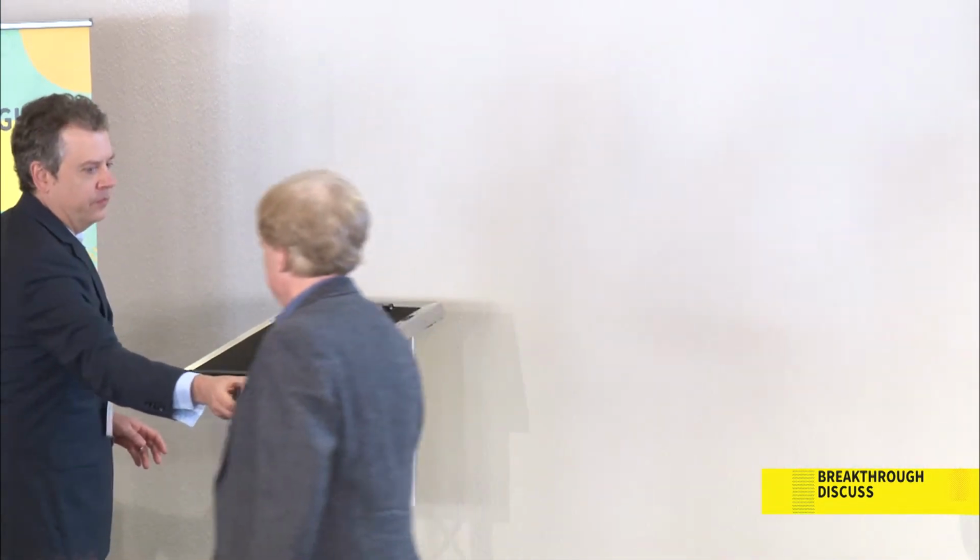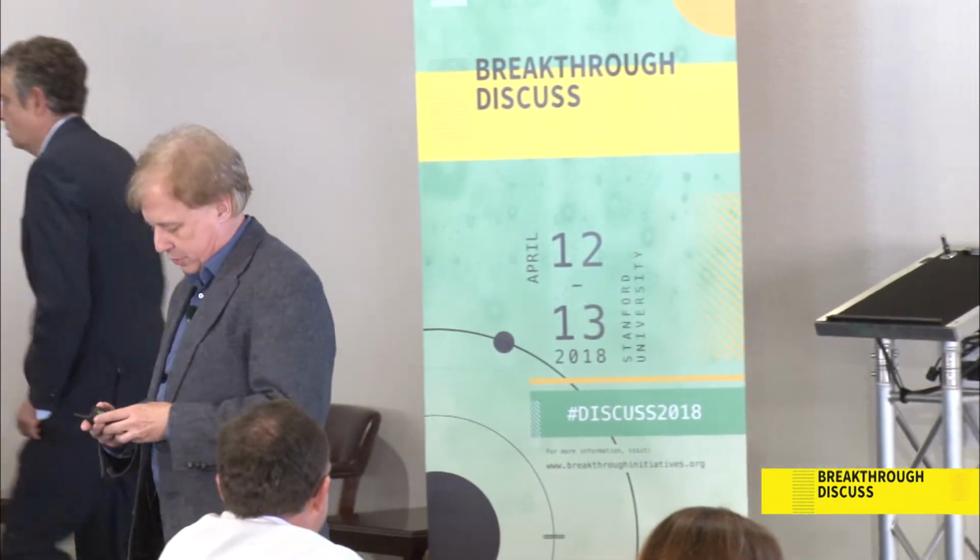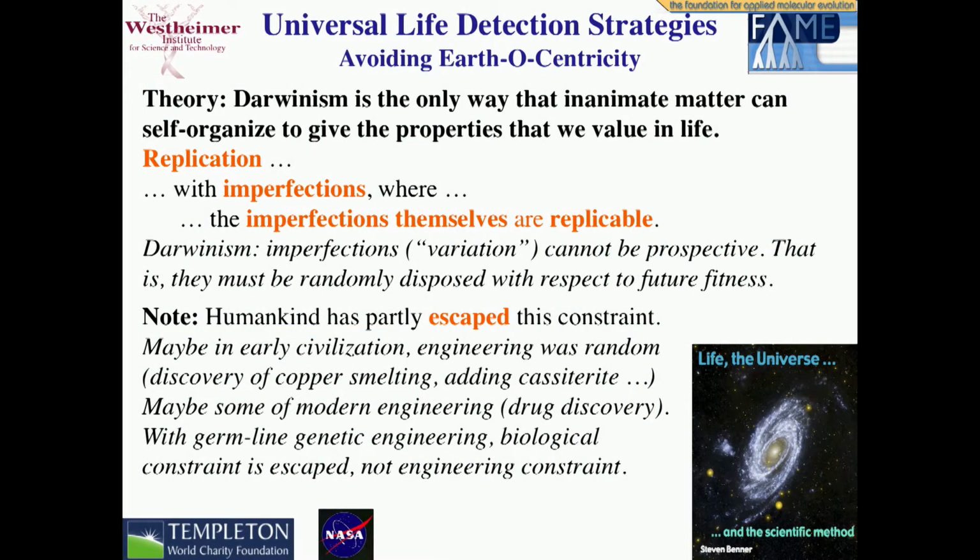Right. So we're obviously interested in finding a universal life detection scheme. And there's a theory, we have to avoid this earthocentricity that we've been talking about. And there's this theory that Darwinism is the only way that inanimate matter can self-organize to give the properties that we value in life. And by Darwinism, what we mean is replication with imperfections, where the imperfections themselves are replicable. And Darwinism actually adds an additional thing to this, that these imperfections, that is, the variation, cannot be prospective. That is, these variations must be randomly disposed with respect to future fitness.